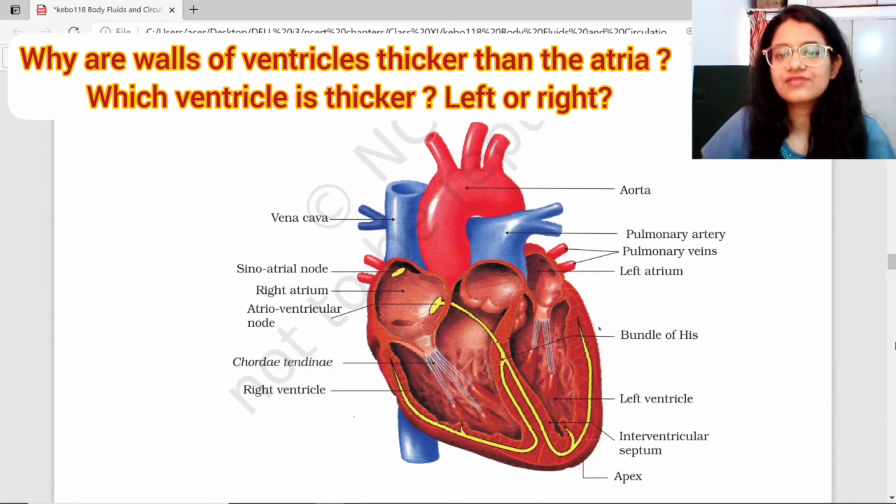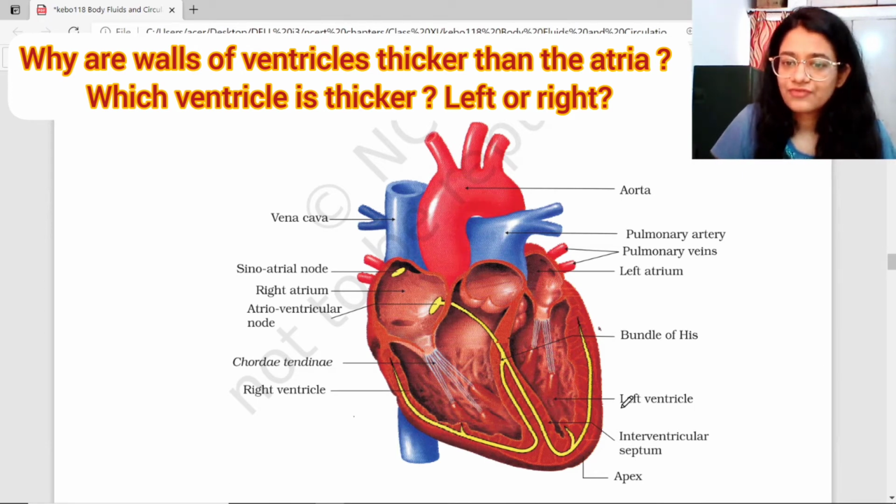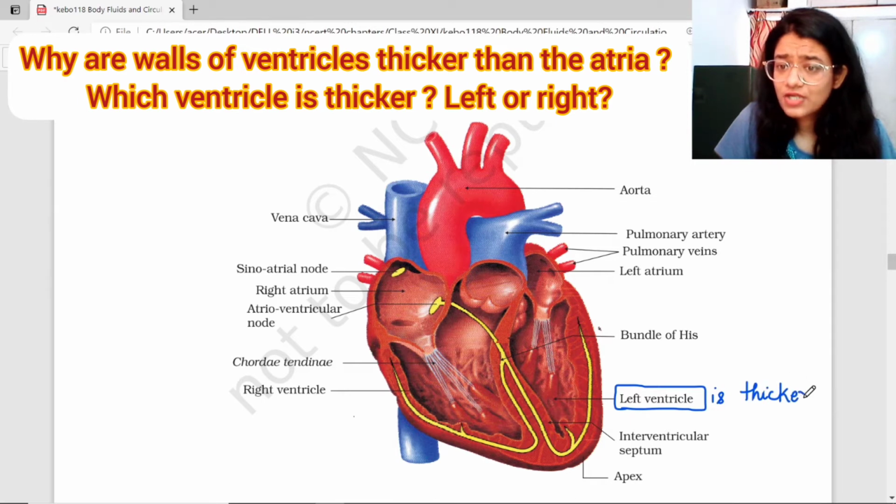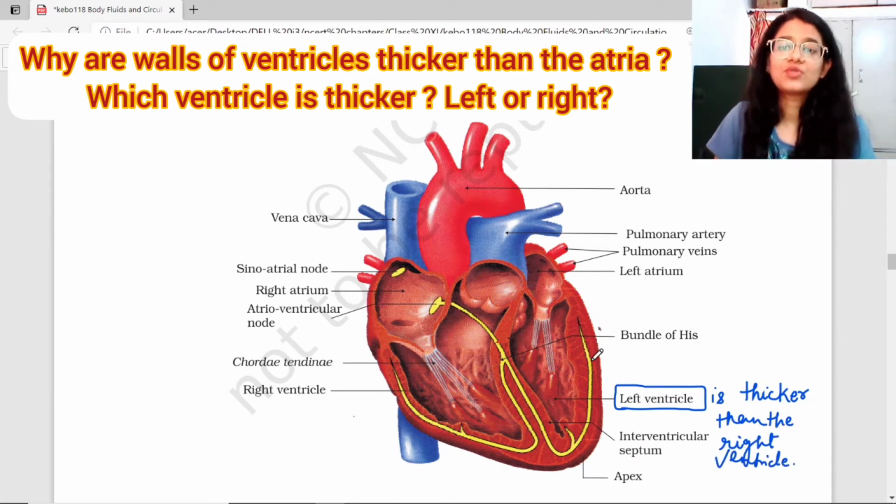So that is the reason why ventricles are thicker than the atrium. Now the question comes: out of left ventricle and right ventricle, which ventricle is thicker? The answer here will be left ventricle. The left ventricle is much thicker than the right ventricle. Now the question is why the left ventricle is thicker.